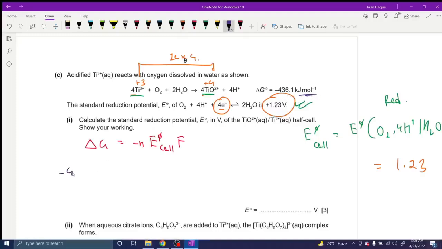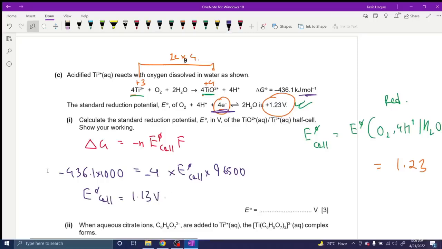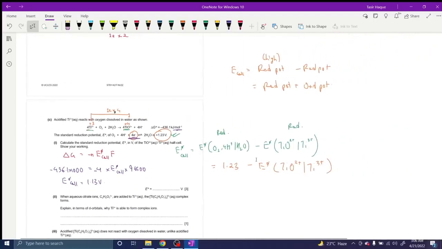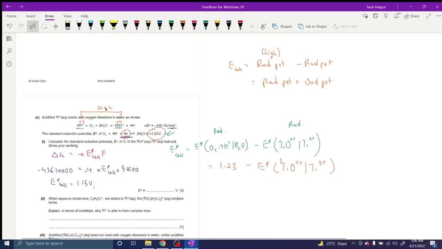Okay, so it's going to be -436.1 into 1000 is equal to, what does the N represent? The number of electrons transferred, okay? -4 into E cell into the Faraday constant F 96,500. So solve this. I'm getting a value of E cell equals to 1.13 volts.